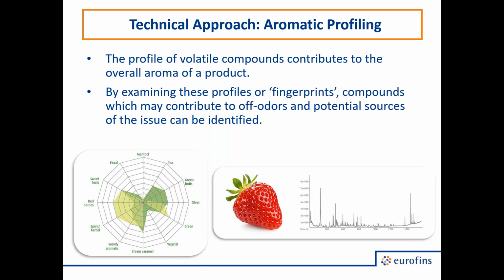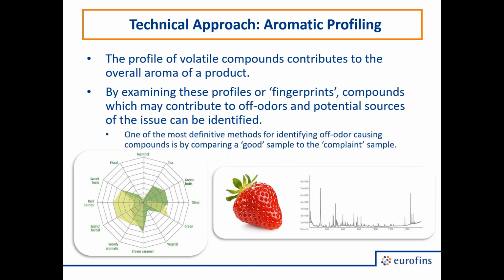So because of these two factors, that is the complex nature of most products, as well as the fact that some compounds may both be desirable in some products and undesirable in others, one of the most definitive methods for identifying off-odor causing compounds is by comparing a good sample, that is a sample that is supposed to be the same flavor, that does not have this issue, to the complaint or off-odor sample.